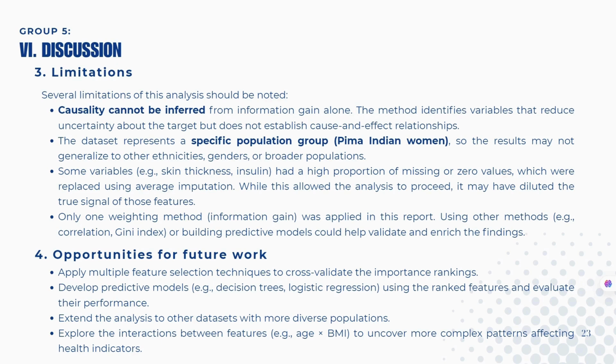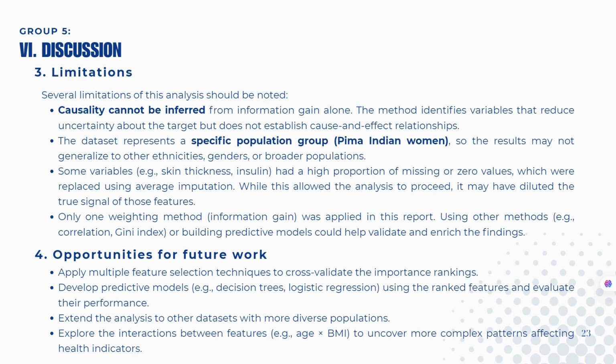Some variables had a really high proportion of missing or zero values, like skin thickness or insulin, which were replaced using average imputation. Though this allowed the analysis to proceed, it may have diluted the true signal of those features. Only one weight method, information gain, was applied in this report. We can strengthen it by using other methods like weight by correlation or Gini index, or building a predictive model itself could provide a much more validated result and enrich our findings.